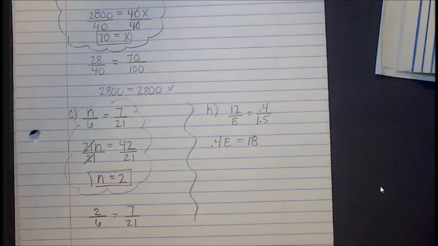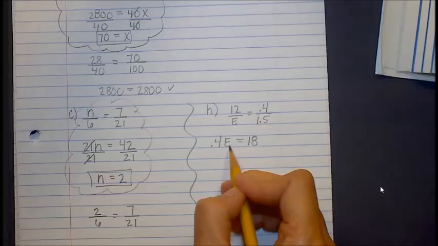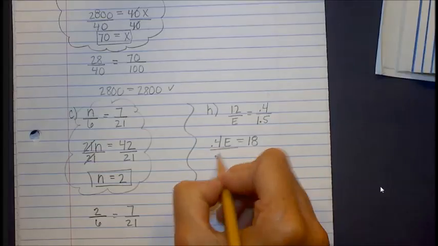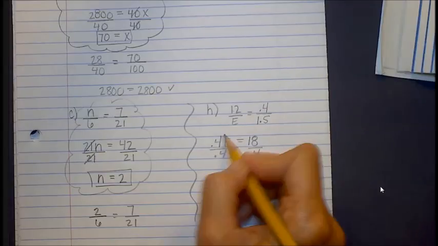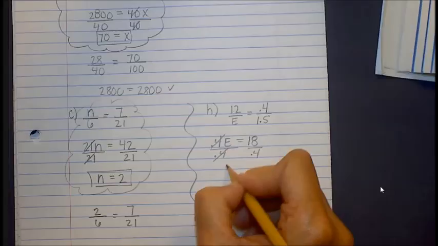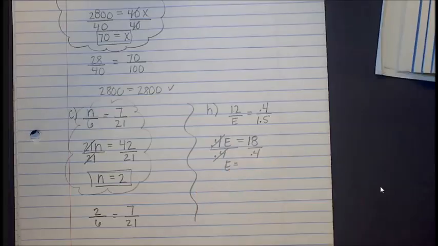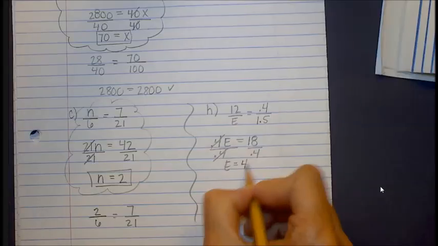Okay. So solving for E here, I'm going to divide both sides by 0.4. So the 0.4's cancel out on the right here. I'm left with E is equal to 18 divided by 0.4, which comes out to be 45. Oh, it ends up being a nice even number.